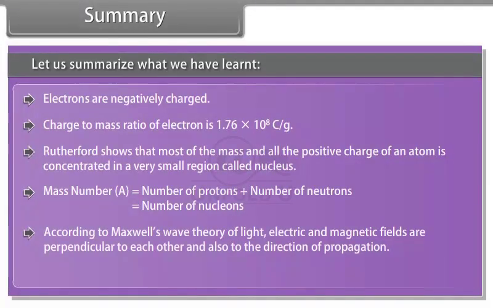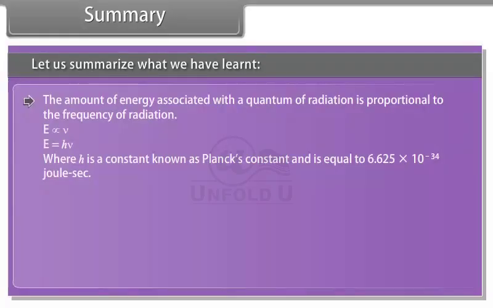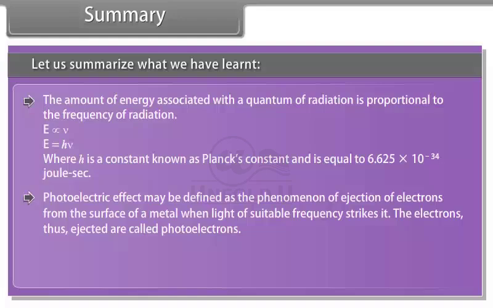According to Maxwell's wave theory of light, electric and magnetic fields are perpendicular to each other and also to the direction of propagation. An ideal black body is a perfect absorber and perfect emitter of radiation. The amount of energy associated with the quantum of radiation is proportional to the frequency of radiation, where the constant is known as Planck's constant and is equal to 6.625 into 10 raised to the power minus 34 joule second.